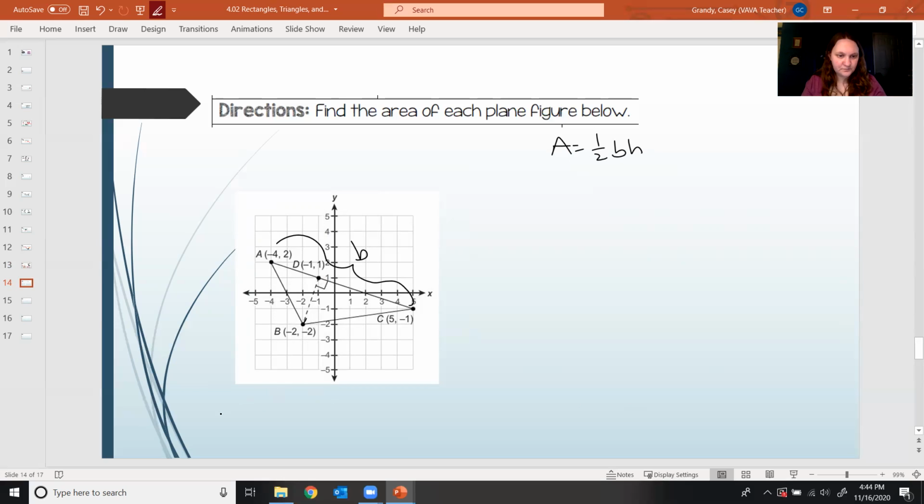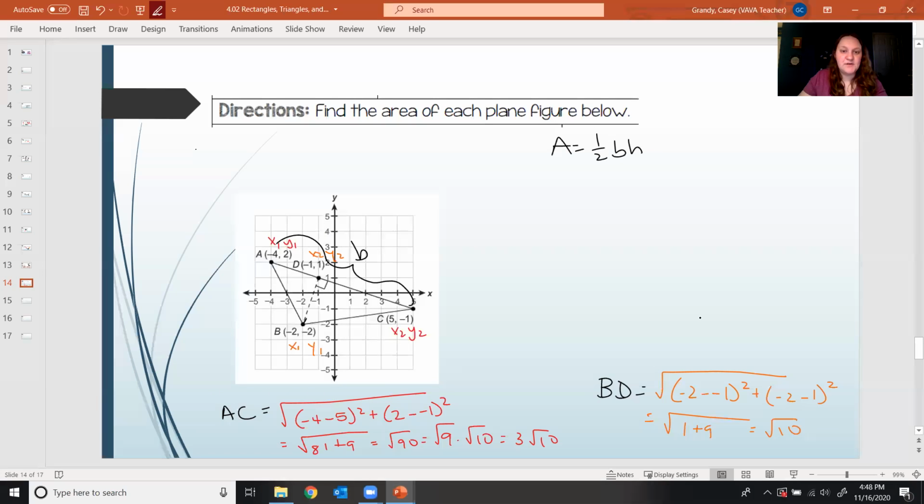On your own, you're welcome to pause the video. Find the distance of AC. Do that now. Okay, so for the length of AC, you should have gotten 3 root 10. And for the length of BD, you should have the square root of 10.